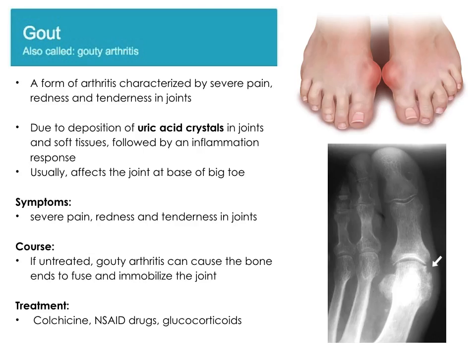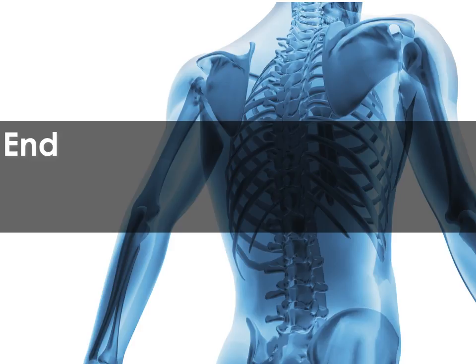Gout is a form of arthritis caused by severe pain, redness, and tenderness in joints. It's due to uric acid crystals that are deposited within the joints, and it's typically experienced at the joint at the base of the big toe. And that will do it for the skeletal system.